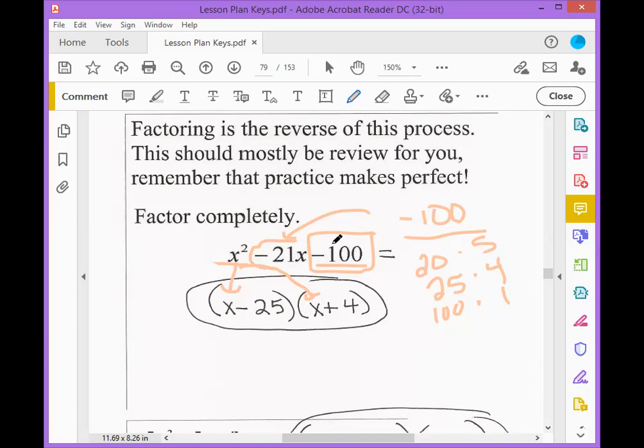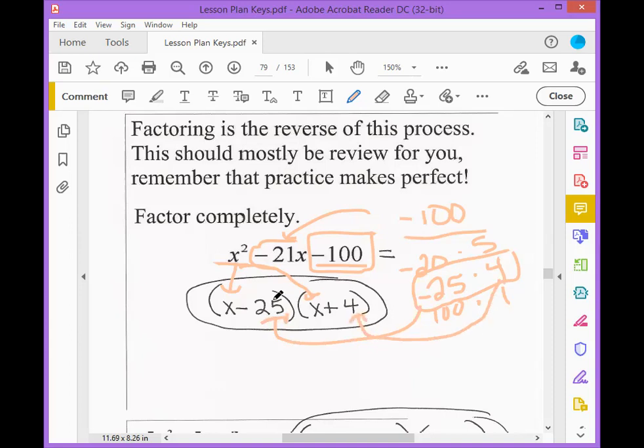And one of our terms has to be negative because we have a negative 100. So we could place the negative in front of the 20 or in front of the 5. It doesn't matter which one. But the key is that when we add these two terms together, we want to make sure that combination gives us minus 21. And it's the middle combination: negative 25 times 4 gives us negative 100.